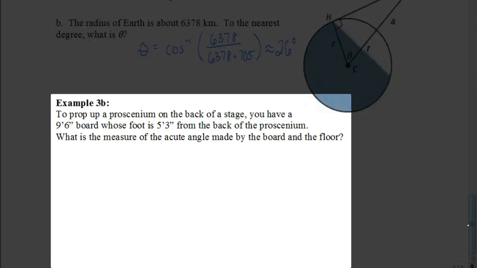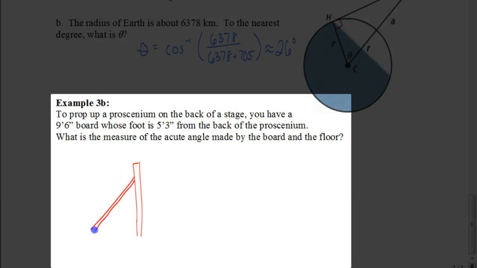Now I'm going to have you try this next one on your own, but I'm going to help you get it started because it's a little bit trickier. To prop up a proscenium on the back of a stage, you have a 9-foot, 6-inch board whose foot is 5 feet 3 inches from the back of the proscenium. What is the measure of the acute angle formed by the board and the floor?